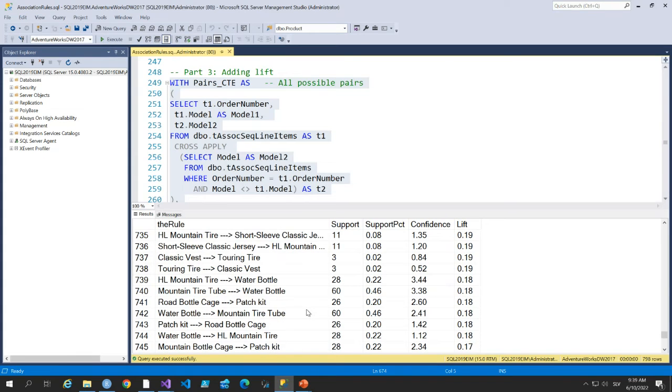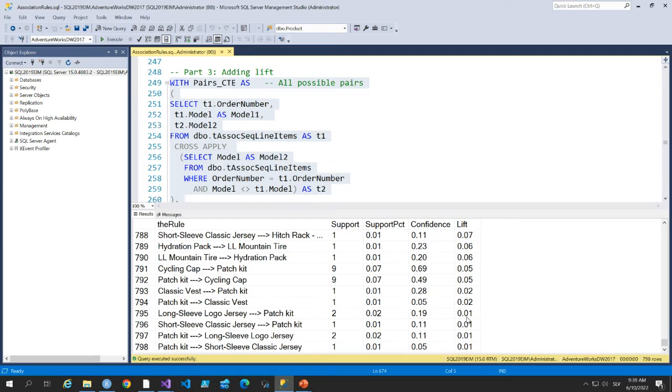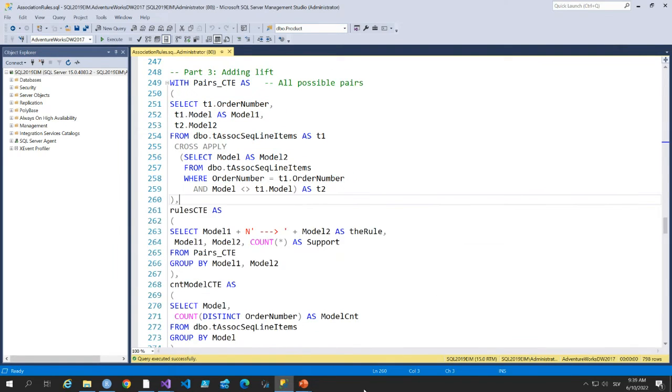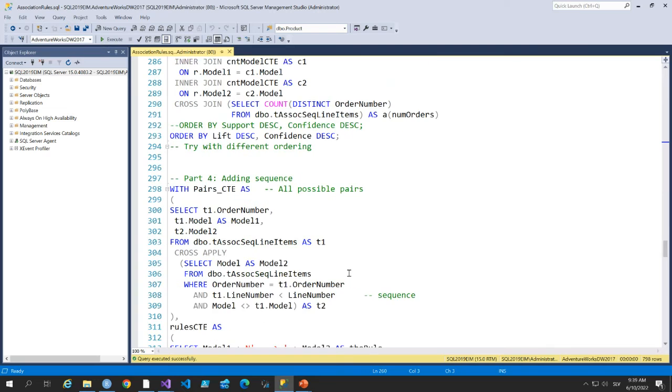These are really those with extremely low lift, so highly negative associated. You see, patch kit is negatively associated with long sleeve logo jersey, and so on. And finally, let me add the order or sequence.